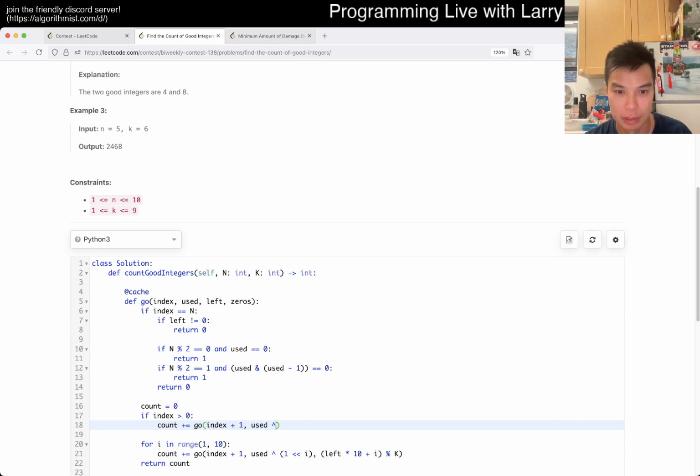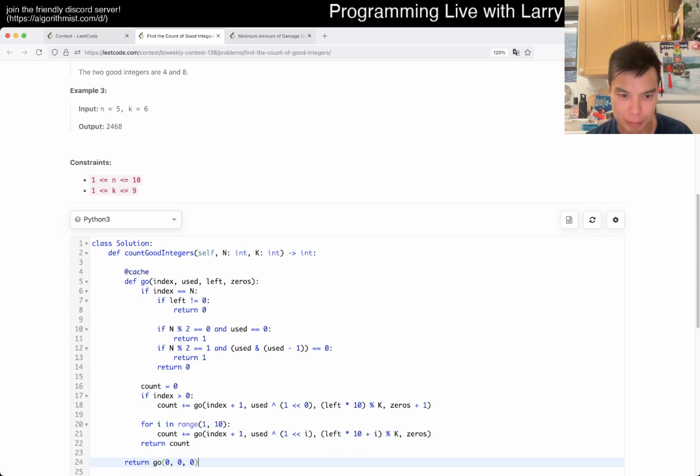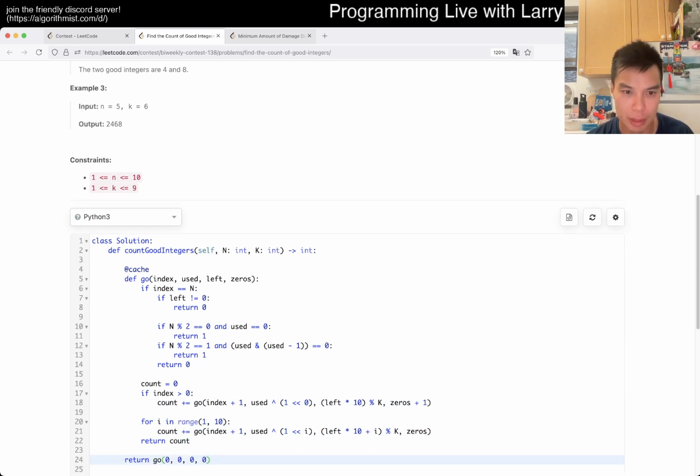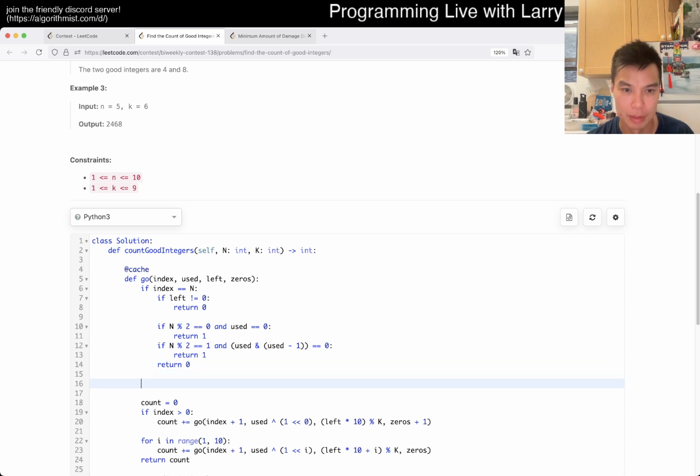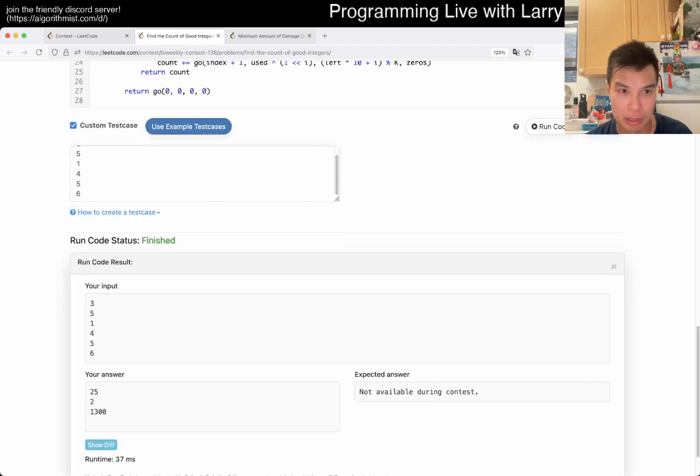One used, just to keep it consistent, right? Except for add zeros. So this is zeros, this is zeros plus 1. And then also if zeros is greater than n, we return 0, something like that.